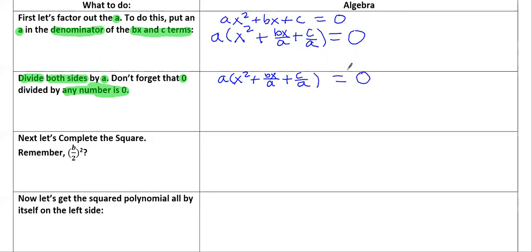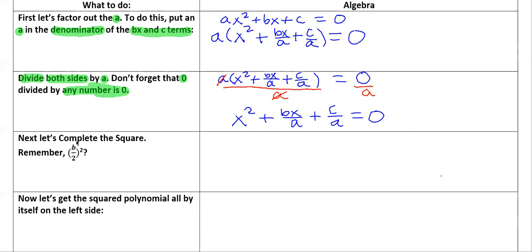Okay. So on this step, I'm going to do it in a different color. I'm going to use the division property of equality and divide both sides by a. These a's cancel, right? And this is equal to 0. So going back to blue, I'm going to be left with x squared plus bx over a plus c over a equals 0 divided by a, which is 0, right? So far, so good? I think so.